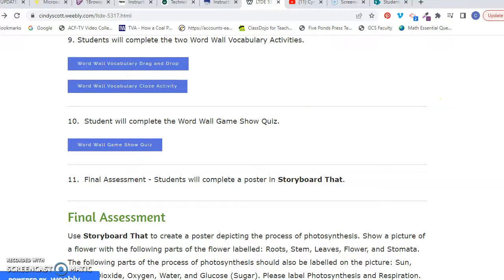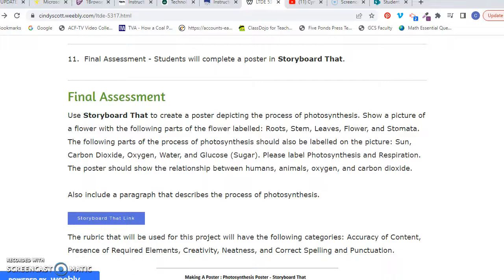And then the final assessment that I have created for this photosynthesis unit is for the students to create a poster that depicts the process of photosynthesis. They need to draw a picture of a plant and label the different parts, the roots, the stem, the leaves, the flowers, the stomata, also the sun, carbon dioxide, oxygen, water, and the glucose. They need to label the photosynthesis and the respiration.